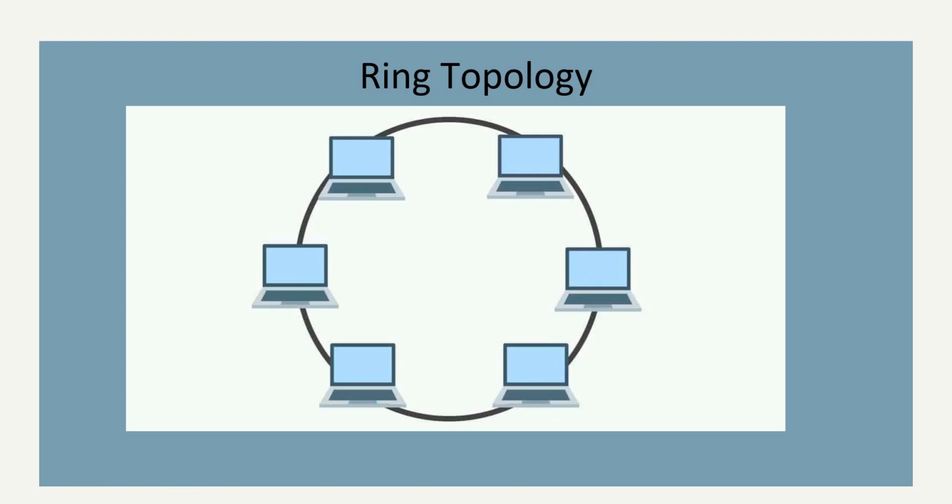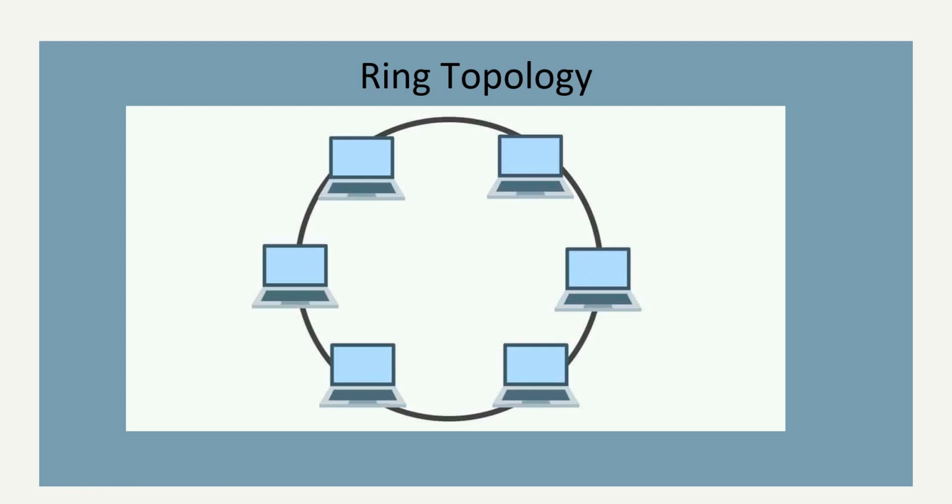Next one is ring topology. Ring topology uses the one-to-one method. In this method, each node receives data only from one node and transmits data only to one node. Data is passed sequentially from node to node. A token mechanism is used to determine the node that can transmit data. Only one node can transmit data at a time.